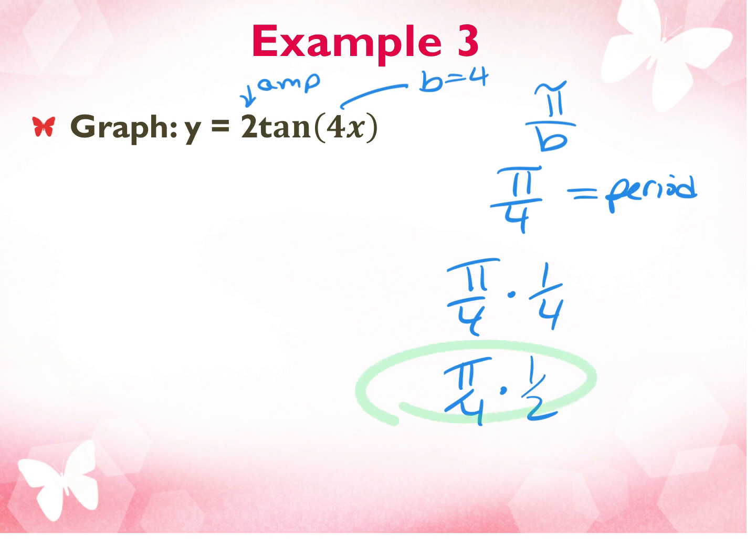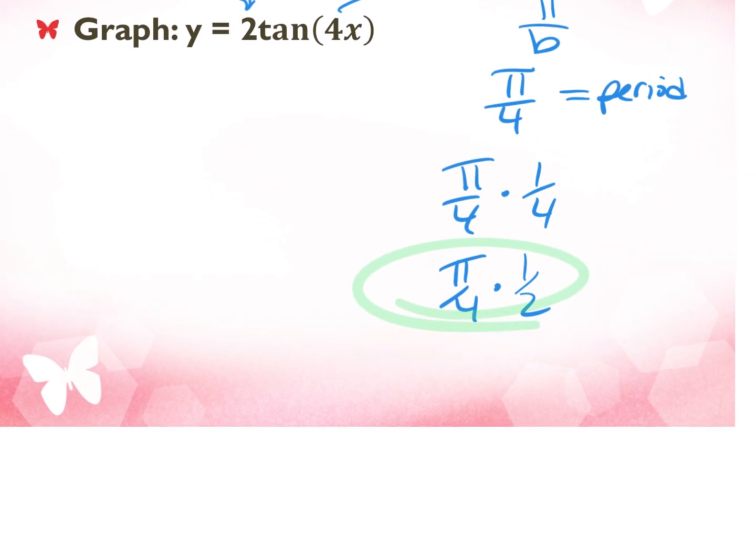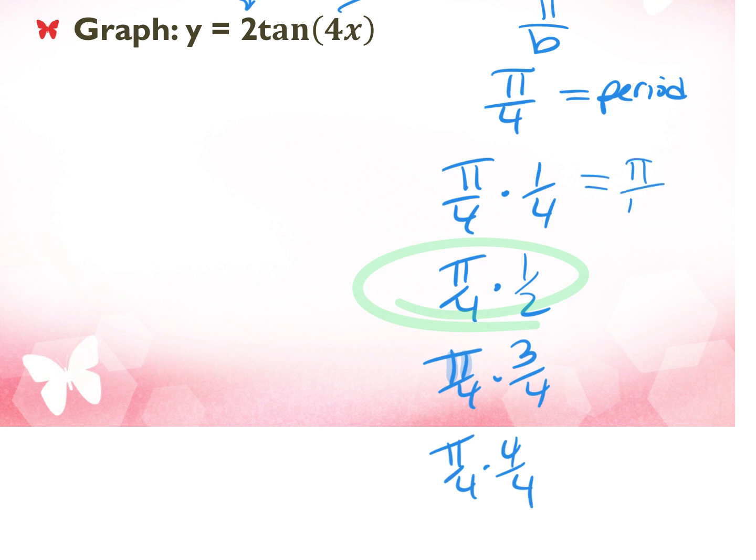After I get this calculation, this is where my asymptote is going to be located. So then pi over 4 times 3/4, and pi over 4 times 4 over 4. Okay, so I'll multiply. This gives me pi over 16. This gives me pi over 8. This gives me 3 pi over 16. And then this could simplify, and it's just pi over 4, because this is 1.